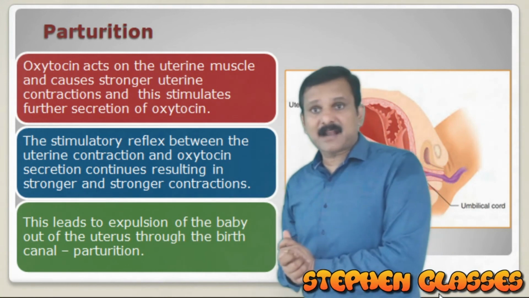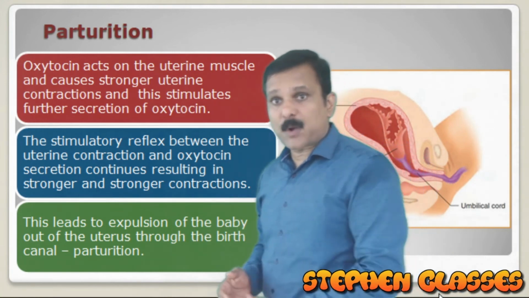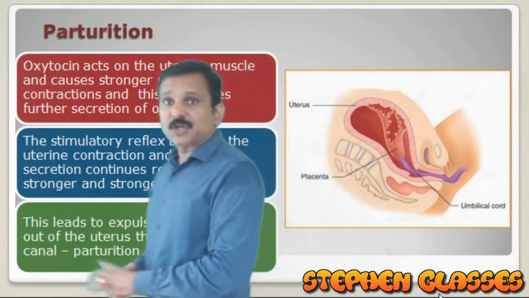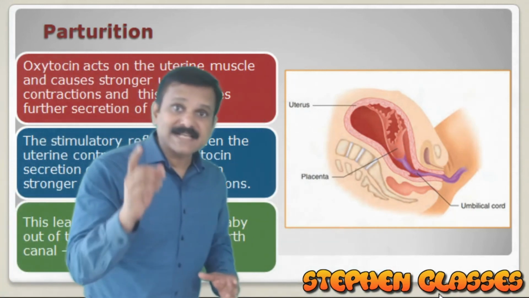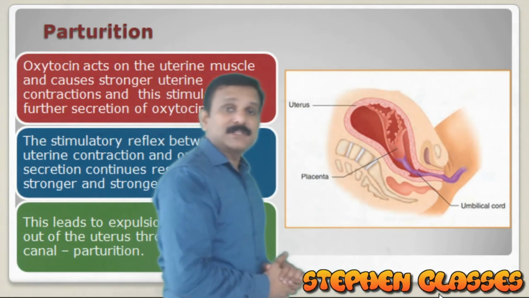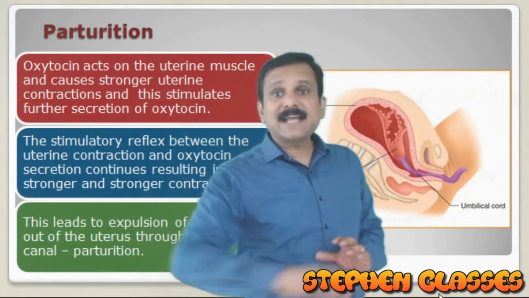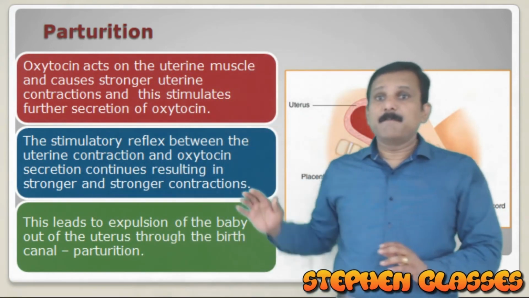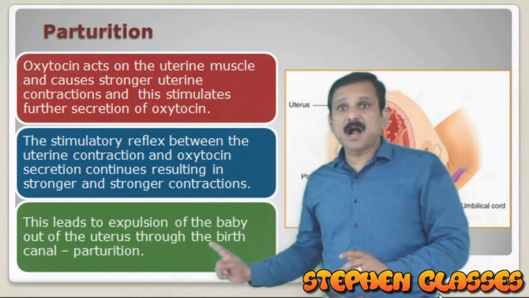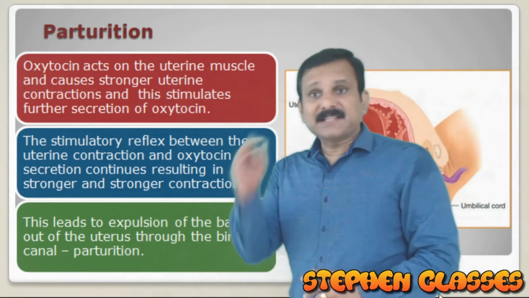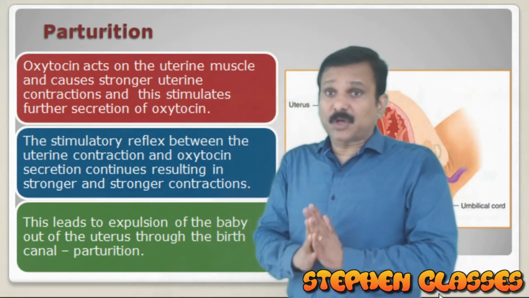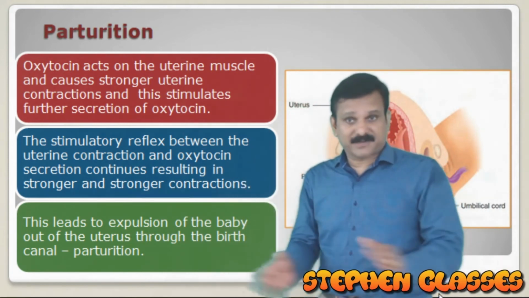What is the birth canal? The cervix and vagina put together, we can call it the birth canal. So through the birth canal, there will be expulsion of the baby. This is what is called parturition. So parturition happens by the effect of oxytocin. So the role of oxytocin is very important here.